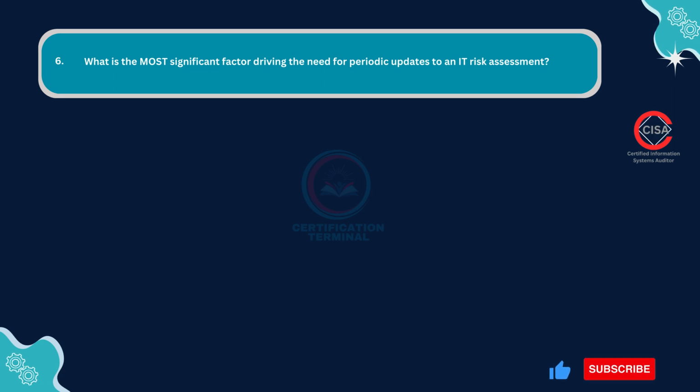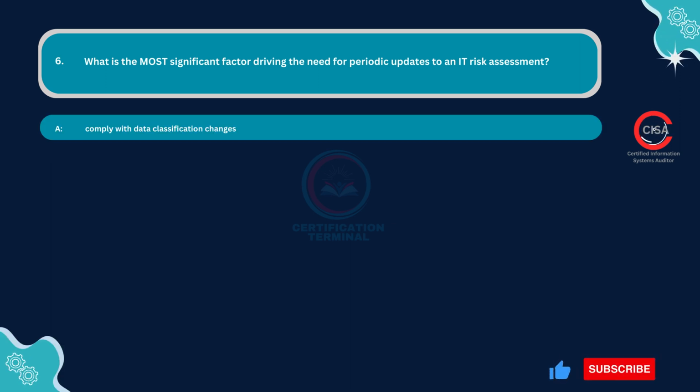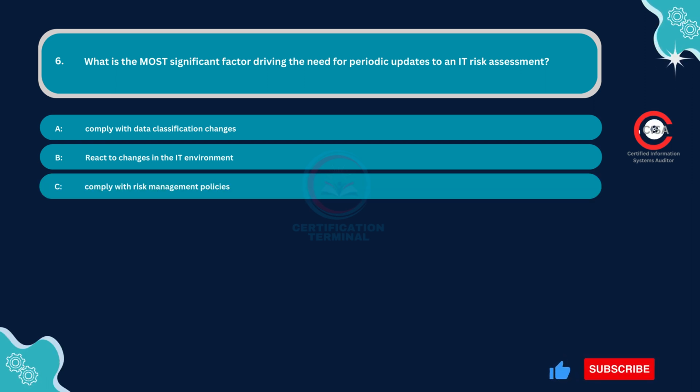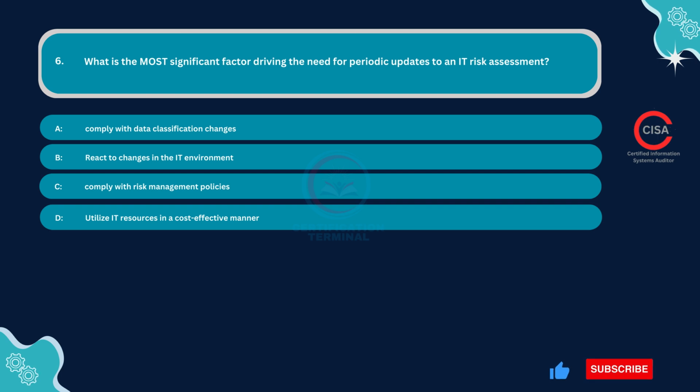Question number 6. What is the most significant factor driving the need for periodic updates to an IT risk assessment? Option A, comply with data classification changes. Option B, react to changes in the IT environment. Option C, comply with risk management policies. Option D, utilize IT resources in a cost-effective manner.